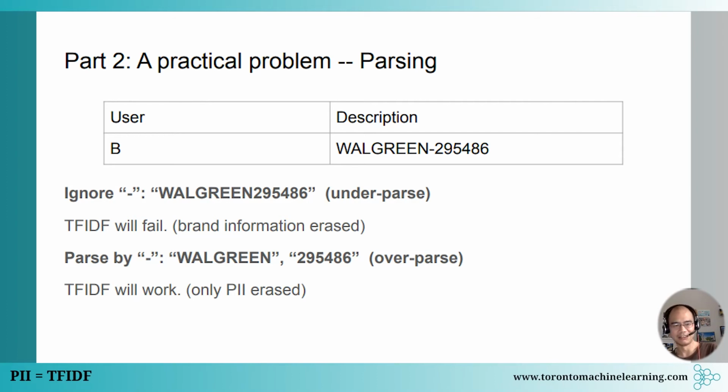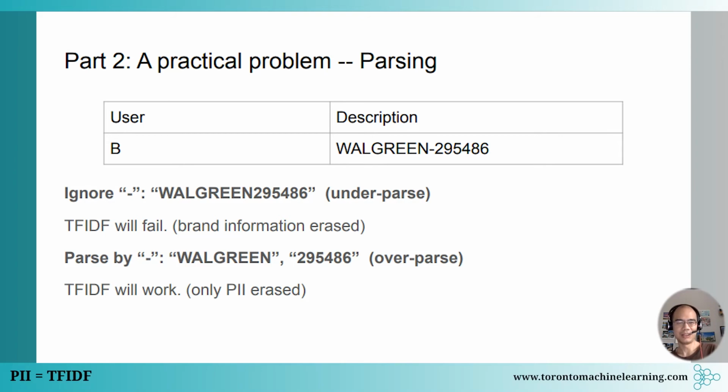So this entire string together will be killed. It's kind of a failure, right? Because if I want to know this transaction is with Walgreens, and you just kill it, you erase the brand information. If you overparse it, it's actually fine here because you then separate them into two separate tokens. This one will get killed, this one you keep, perfect.